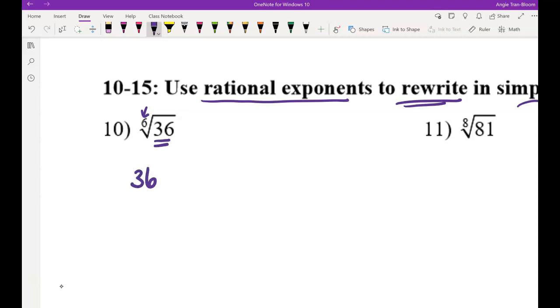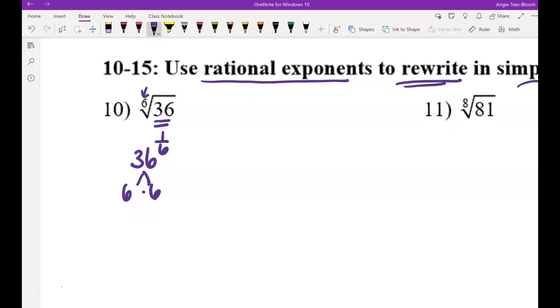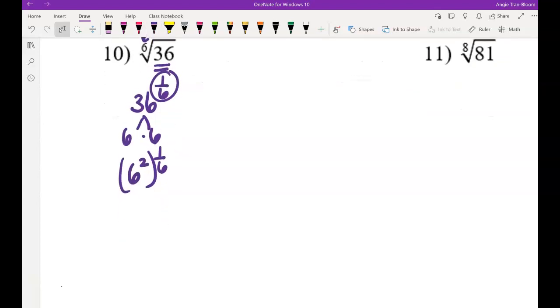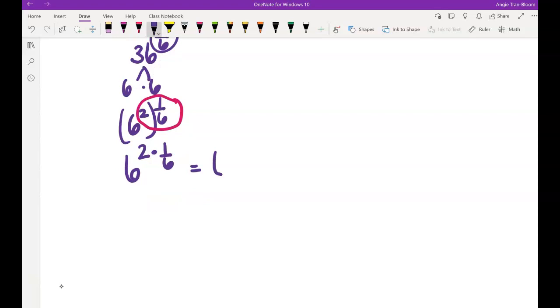So this is the same thing as 36 to the 1/6 power. 36, though, guys, can be broken down as 6 times 6, okay? So that's going to be 6 times 6. Hence, that's going to be 6 squared then to the power of 1/6, okay? Now, power to the power, we have to multiply those two together. So it's going to say 6 to the 2 times 1/6, which we have to multiply horizontally, 6 to the 2/6, which we need to reduce down, 6 to the 1 over 3 by dividing top and bottom by 2.